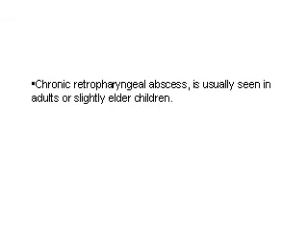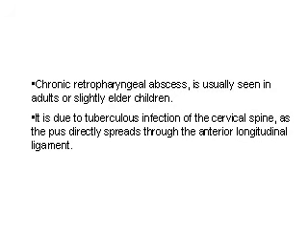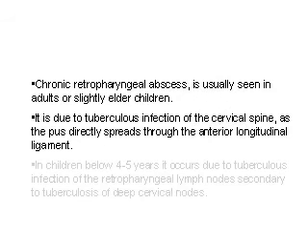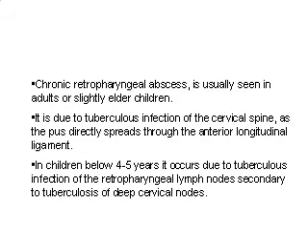Chronic retropharyngeal abscess is usually seen in adults or slightly elder children. It is due to tuberculous infection of the cervical spine, as the pus directly spreads through the anterior longitudinal ligament. In children below 4 to 5 years, it occurs due to tuberculous infection of the retropharyngeal lymph nodes, secondary to tuberculosis of the deep cervical nodes.